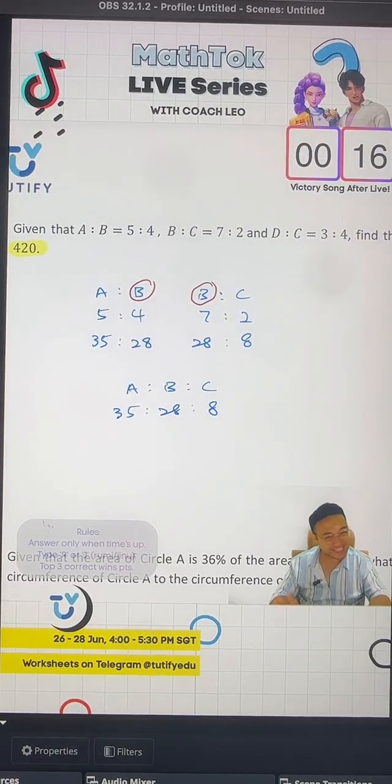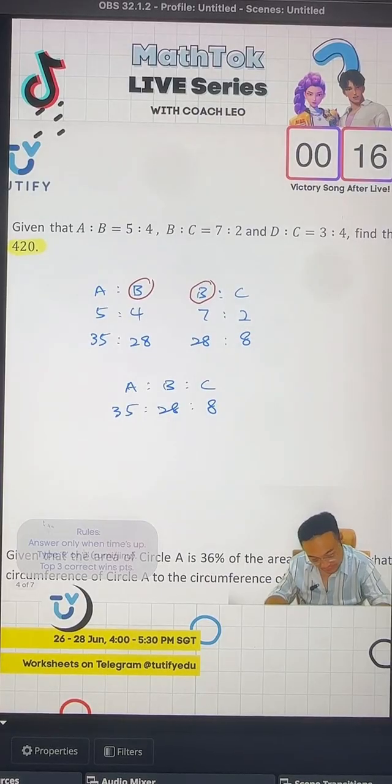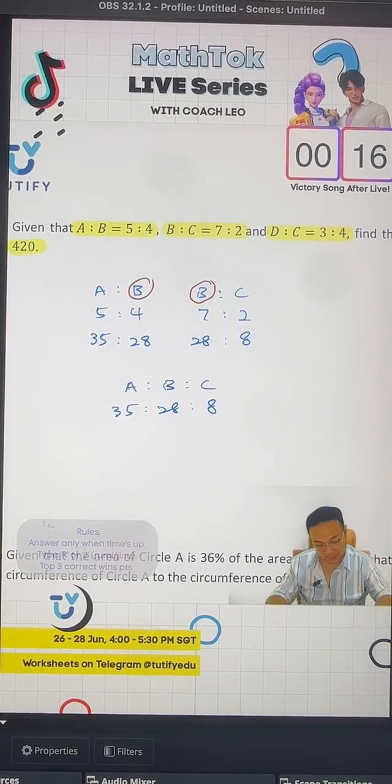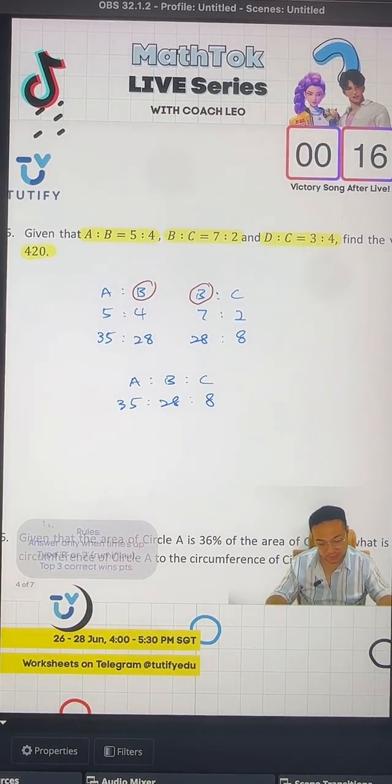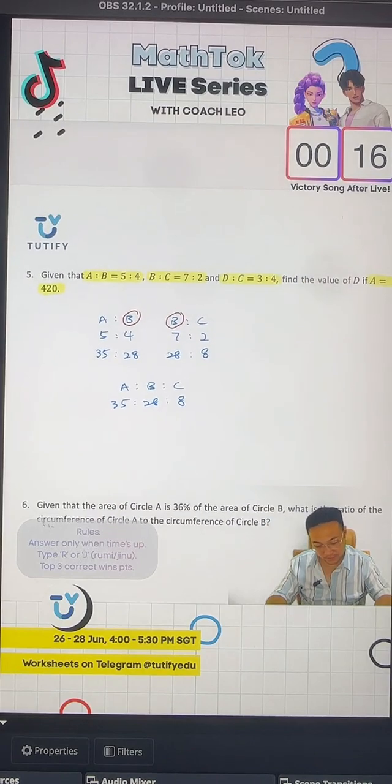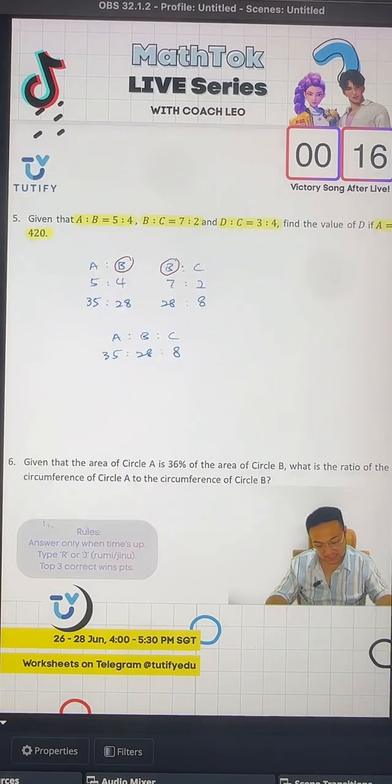You still need to do C and D. So don't copy whatever I'm writing. You do it on your own. Okay? You must make use of all this that the question has given you. Alright? So I'm going to give you some time. Okay? Do your calculation. And they're asking you to find the value of D if A is equal to 420.